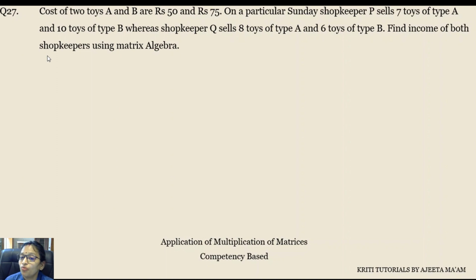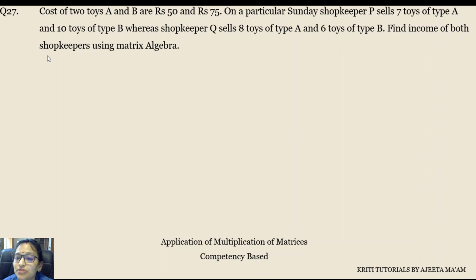If you do this without matrices, you will get 0 marks because they have asked you to use matrix algebra. So now we have to simply multiply, but for multiplication you need to know the rules of matrices, which is very important. So we have to make the matrix, right? One will be the matrix for cost and the other will be the items sold, right? Because if we multiply items with cost, we will get the income of the shopkeeper.